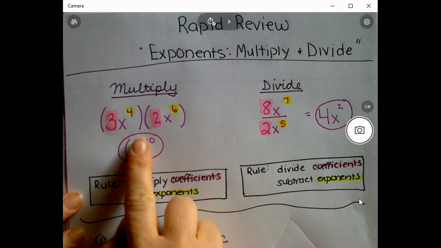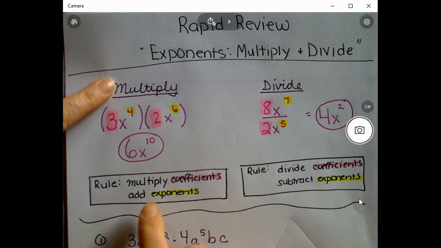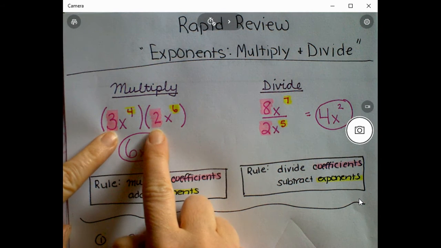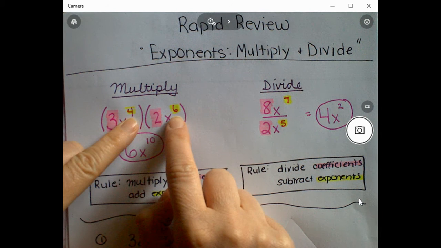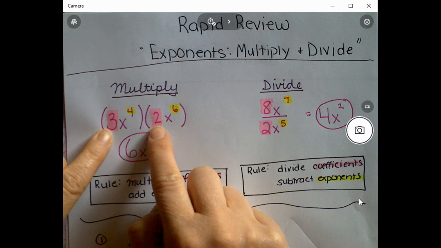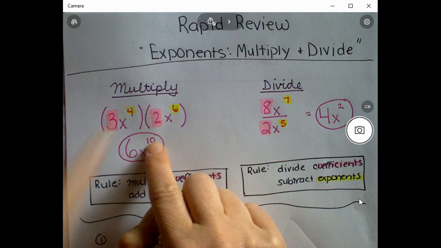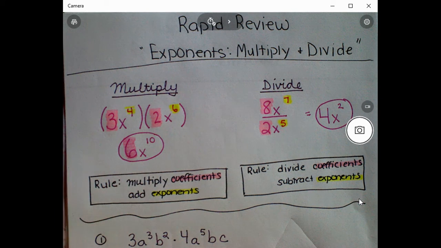So up here, I have some completed and kind of color-coded. When you are multiplying, the rule is that you multiply the coefficients. Those are the big numbers in front. And you add the exponents. Those are the little numbers up to the top. So 3 times 2 is 6, and 4 plus 6 is 10. So the coefficient is 6, and the exponent is 10. And that's the rule for multiplication.